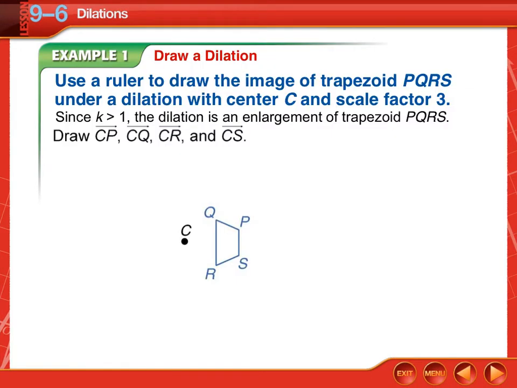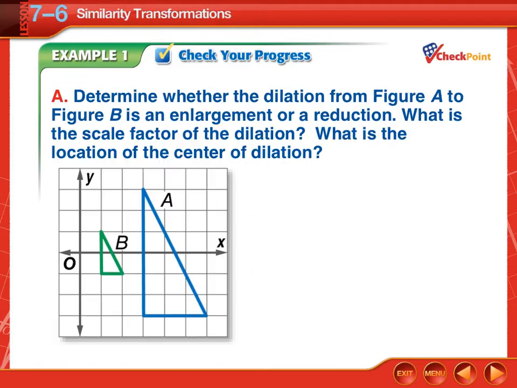Okay, on example 1, in class we're going to use a straight edge, and we're going to go ahead and draw and measure how to use the center of dilation C here and this trapezoid and look at where a dilation would be located and its size using a scale factor of 3. So we're not going to do this in the video.